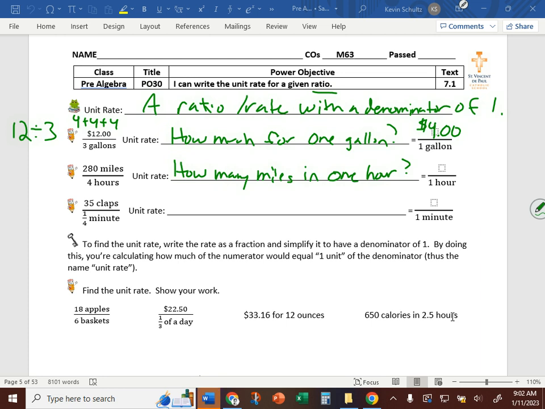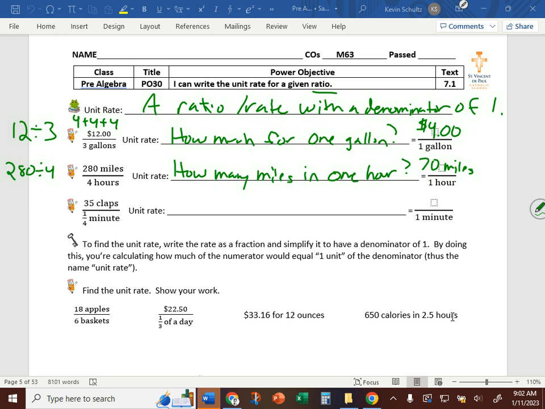Josie, and how'd you get that? 70. Exactly. Okay, 280 divided by 4 will tell you how many miles per hour.